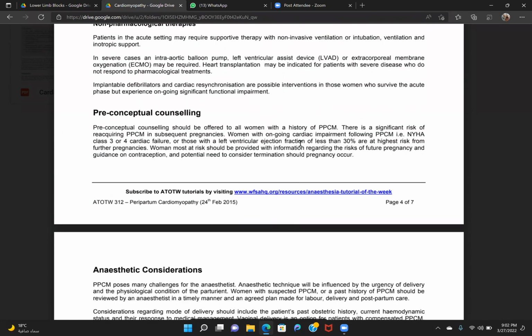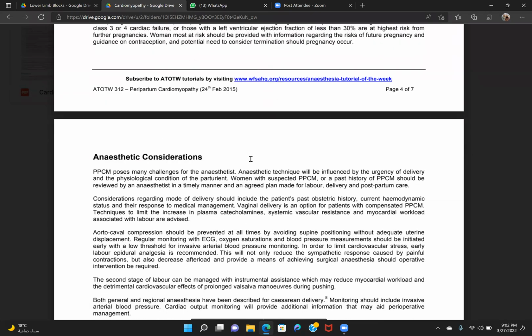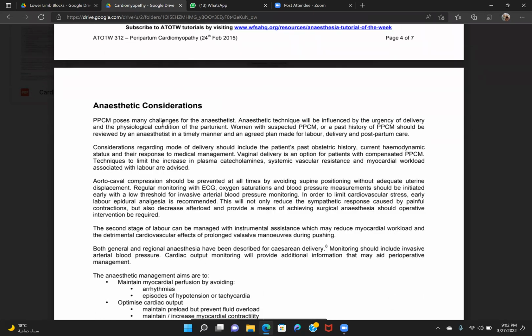So if there is a history before, there are chances of it reoccurring. So this is an anesthetic consideration we have discussed before. They can prepare for this, they can optimize the patient with some medications. And you see vaginal delivery is an option for the patient with compensated peripartum cardiomyopathy. Otherwise, they don't go into labor and they do an elective cesarean section. But this will not be your decision. You will be discussing with the obstetrician.